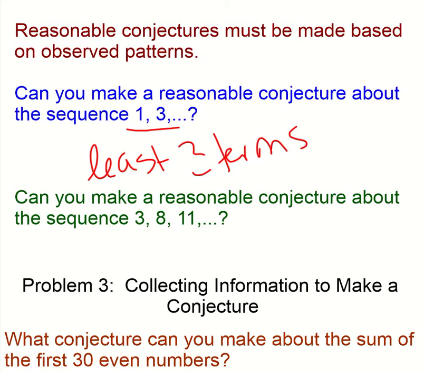If you look at this next pattern, 3, 8, 11, well, we can start to make a reasonable conjecture about this one. Here it's going up by 5, here it's going up by 3. Well, maybe we can, maybe we can't, but we have a little bit more information. If they gave us maybe a 4th term in this pattern, we could start to see if maybe it's a repeating pattern where it's increasing by 5 and then increasing by 3. But there's really not enough information in that one either.